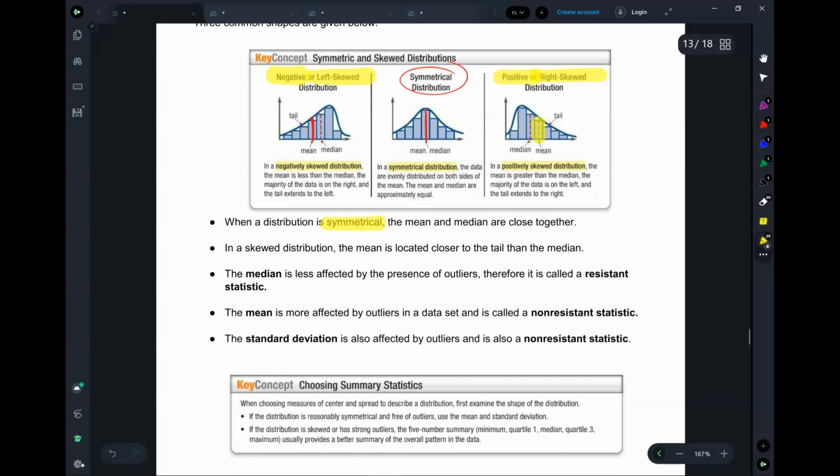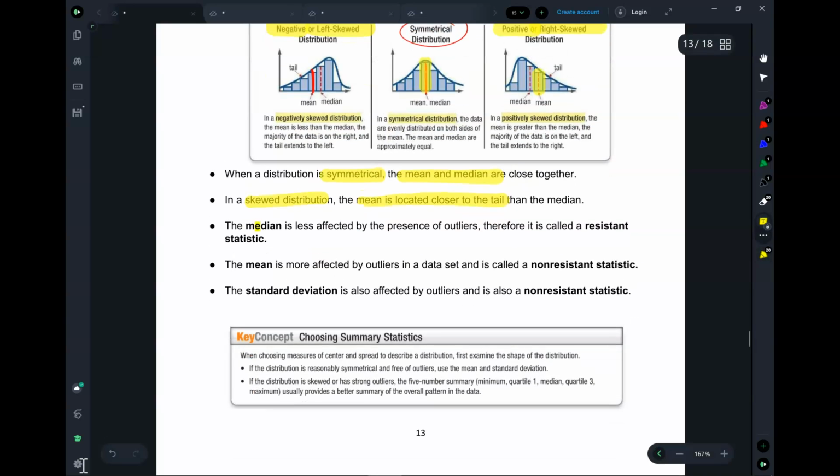When a distribution is symmetrical, the mean and the median are close together. So look here, mean and median are almost the same number, always, in a symmetrical distribution. In a skewed distribution, the mean is located closer to the tail than the median. That's what we just talked about. So mean closer to the tail, median closer to the peak. Okay, these are some important ones here, these 3. The median is less affected by outliers. Okay, so we call it a resistant statistic. The mean is more affected by outliers. This is a non-resistant statistic.